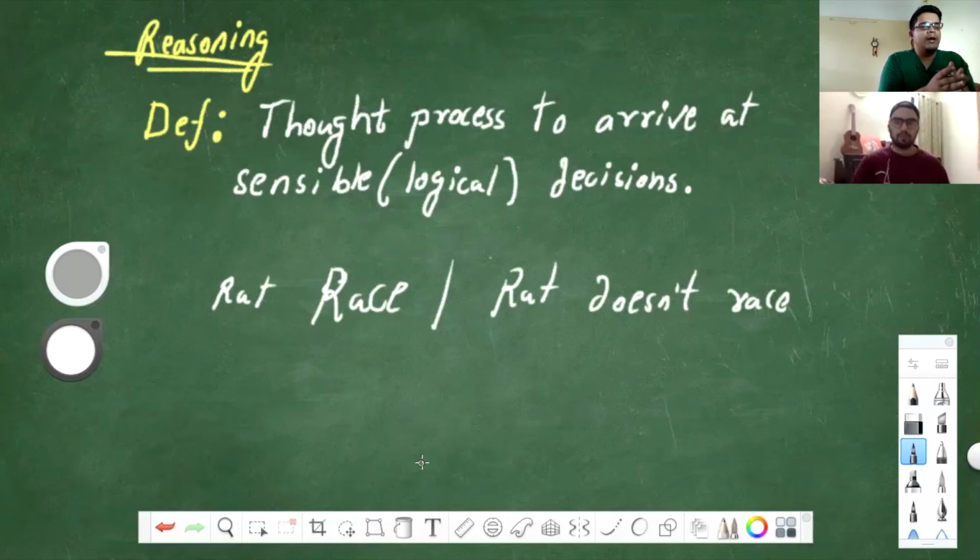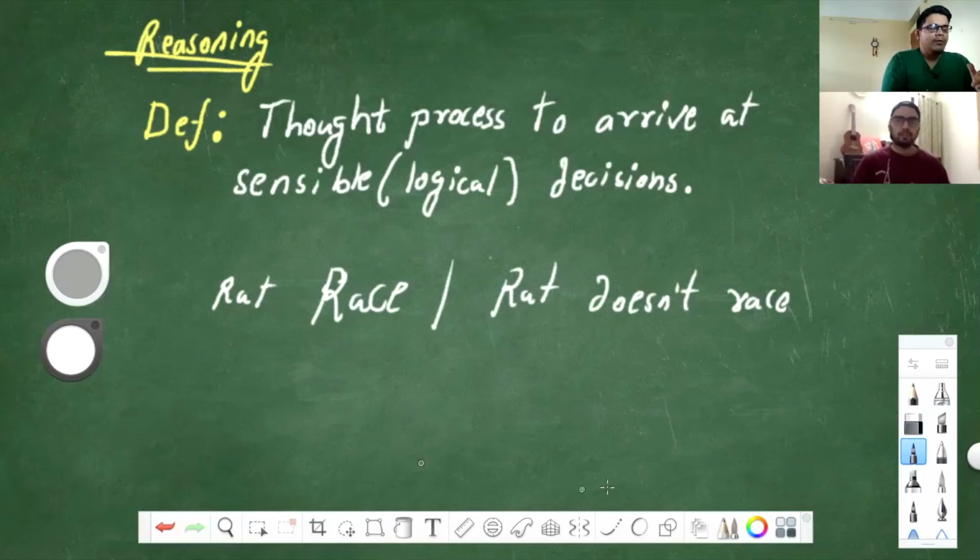When I say you, I'm addressing the viewer, and when I say Manu, I'm addressing Manu. And when I say me, that is myself, Timan Dev Goswami. So you, I've given quite some time. So the definition, I guess you have read it, is that reasoning is nothing but the thought process to arrive at sensible decisions.